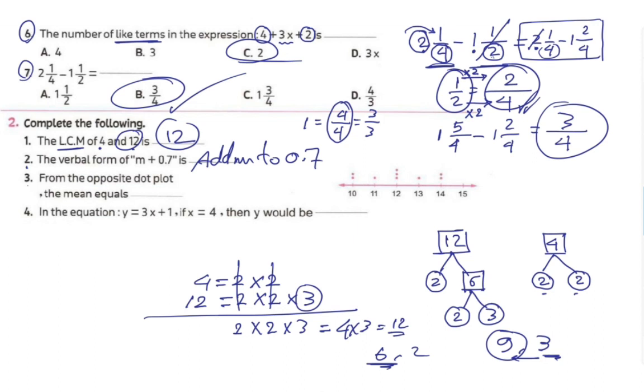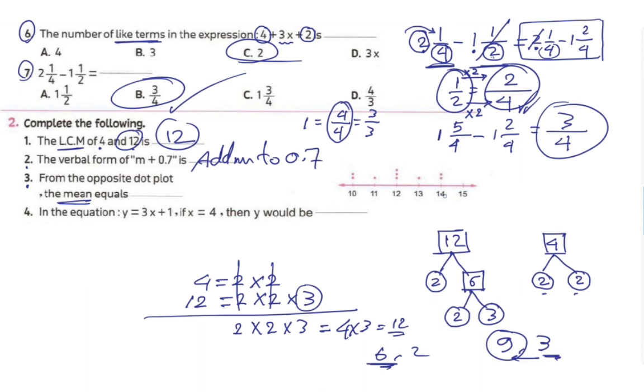Okay. Point 3, from the opposite dot plot, the mean equals what? I have this dot plot here. He asked us to find the mean. I know that to find the mean, I have 3 ways. The first way is balance point, then fair share, and the last one is the rule. When you have a dot plot, use what? Use balance point.